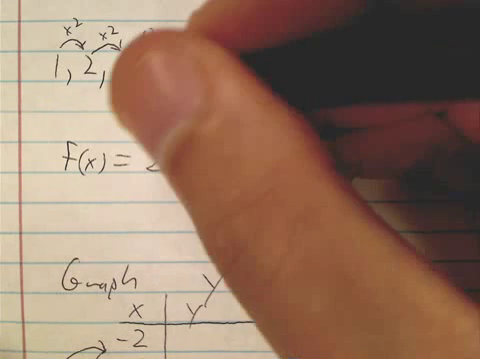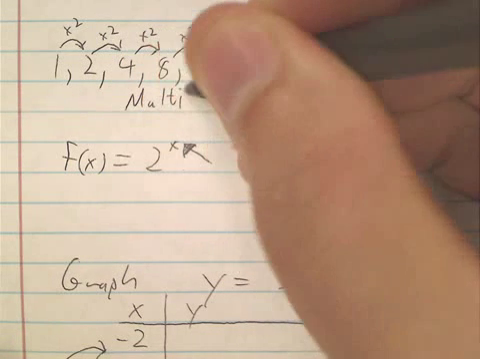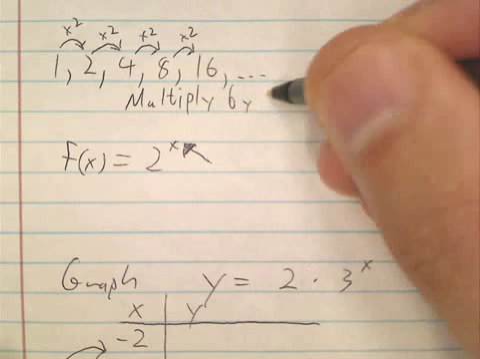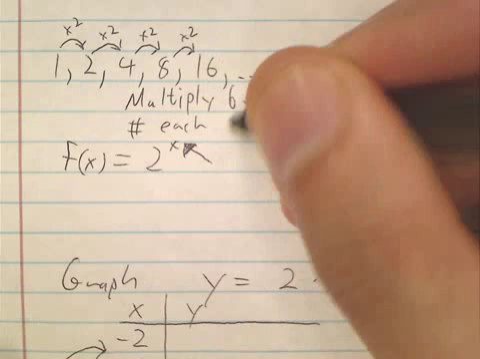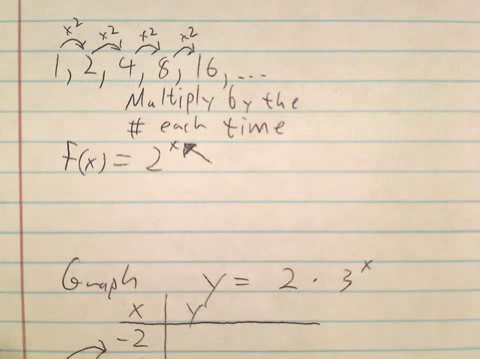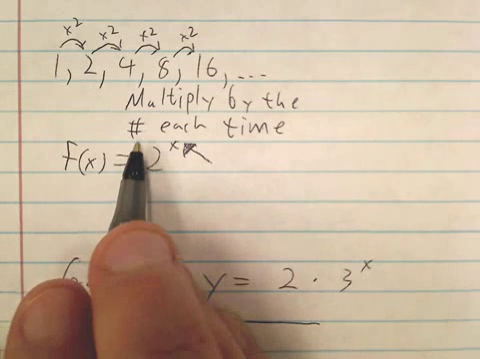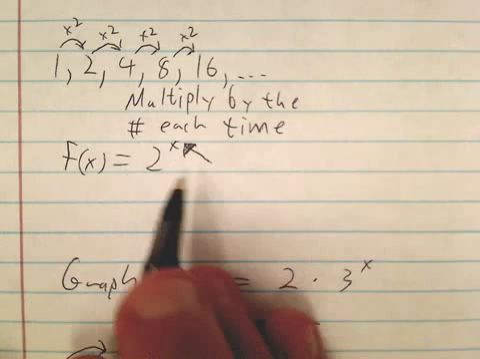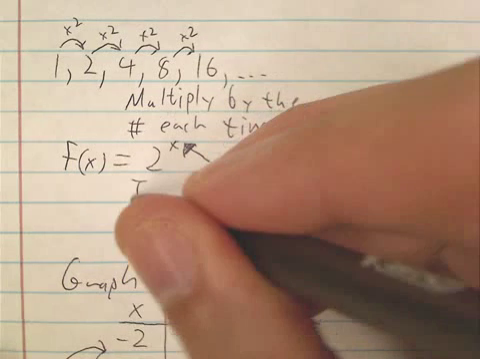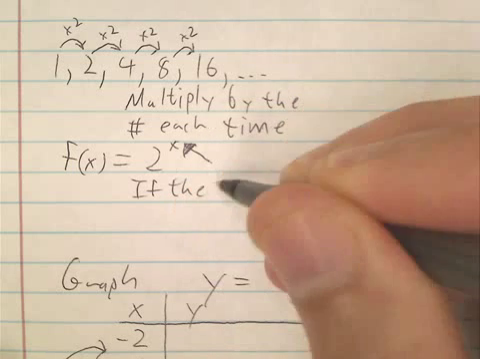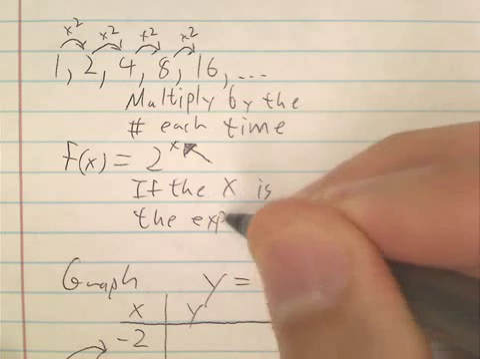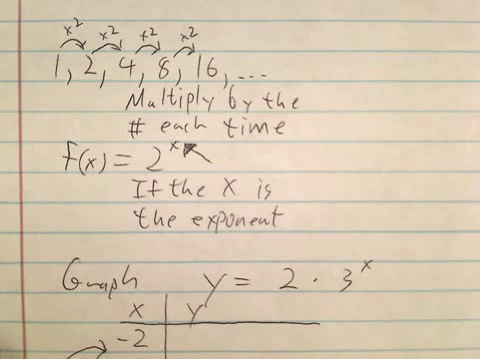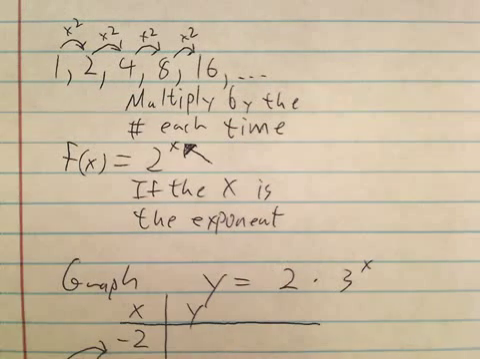So multiply by the same number each time. That pound sign means number. It's a good way to write your notes a little faster. And down here, if the x is the exponent. So those are the two things you're going to look for.